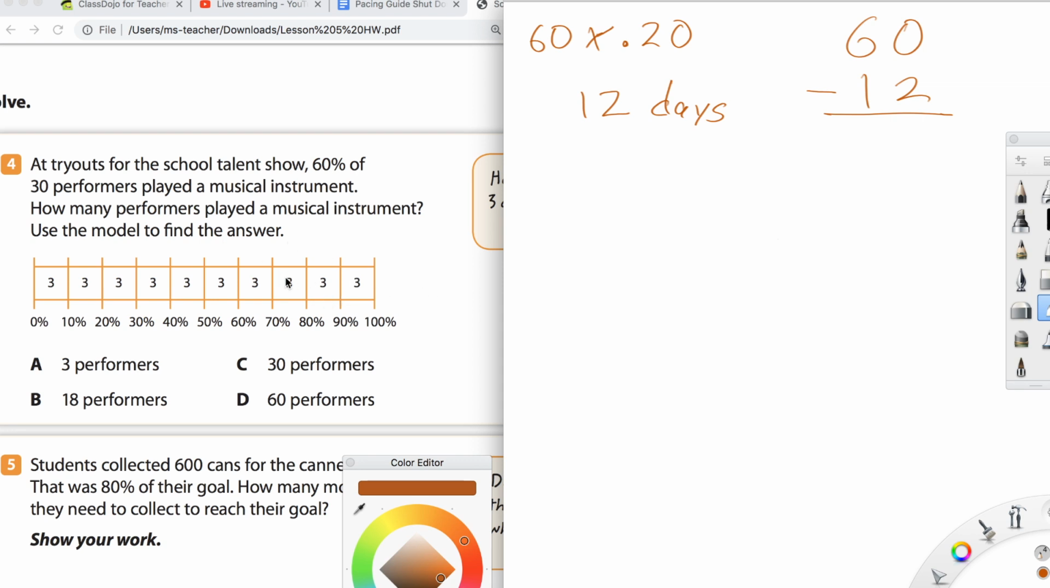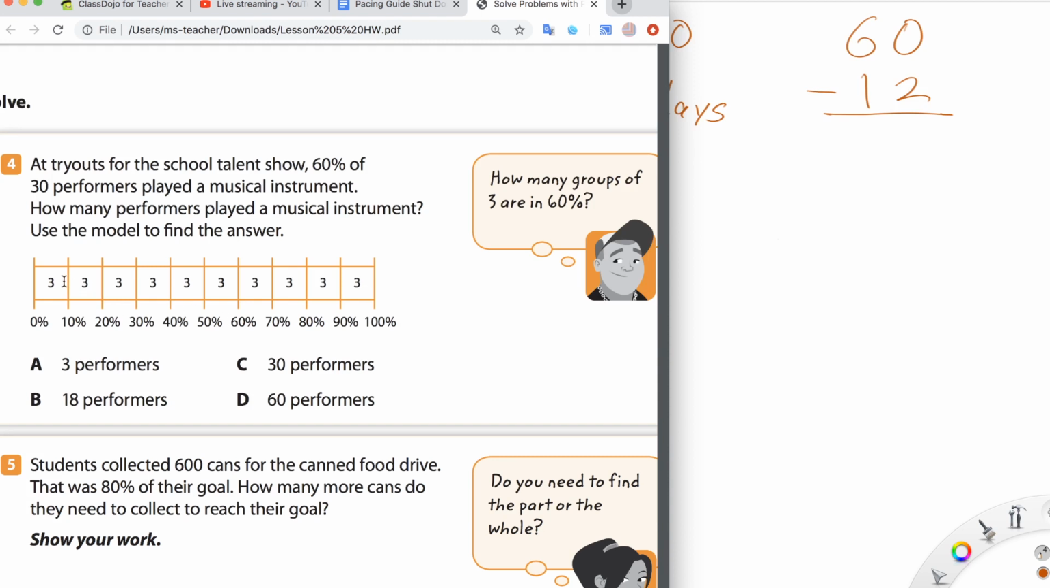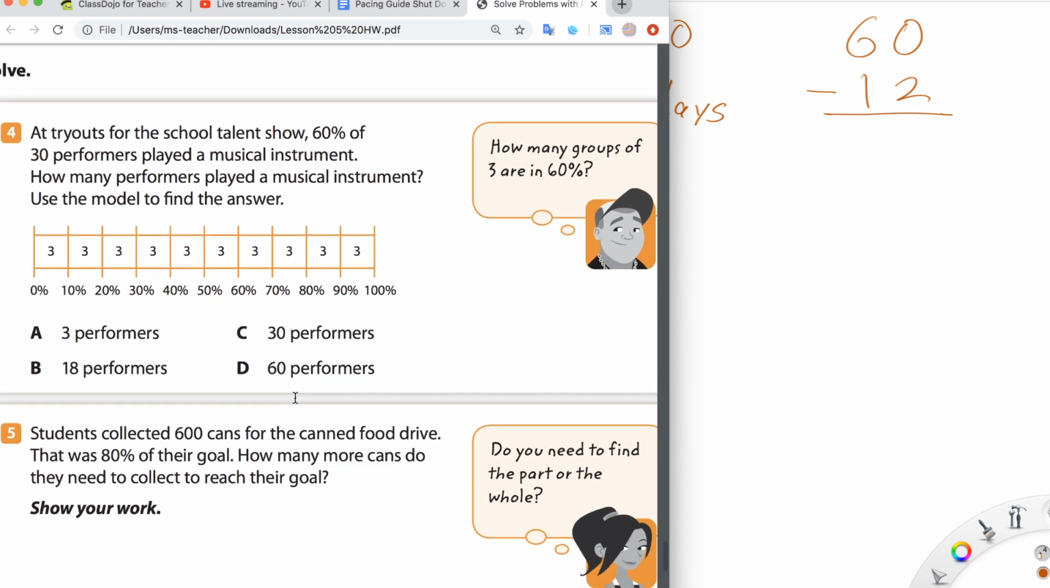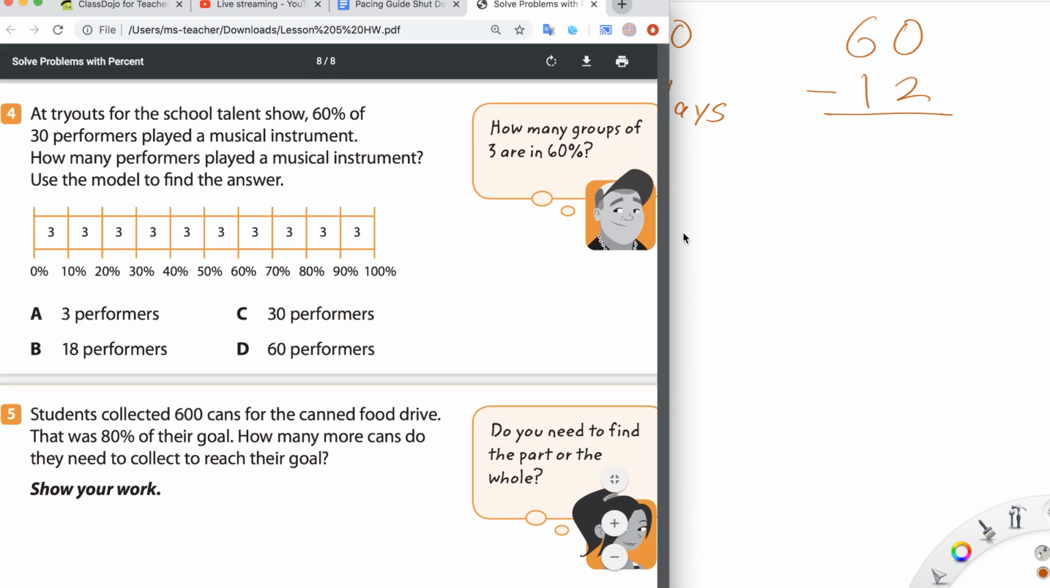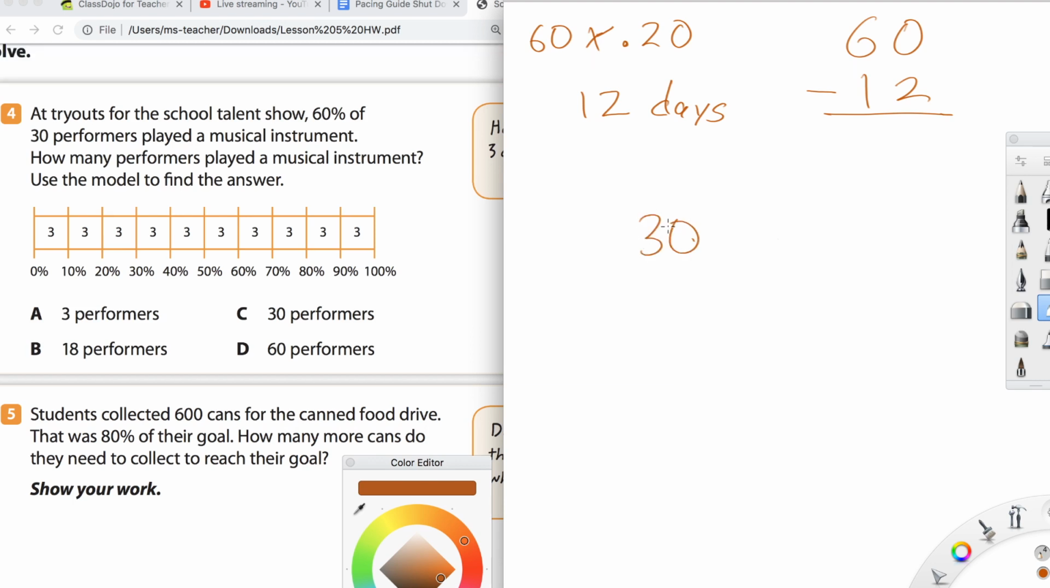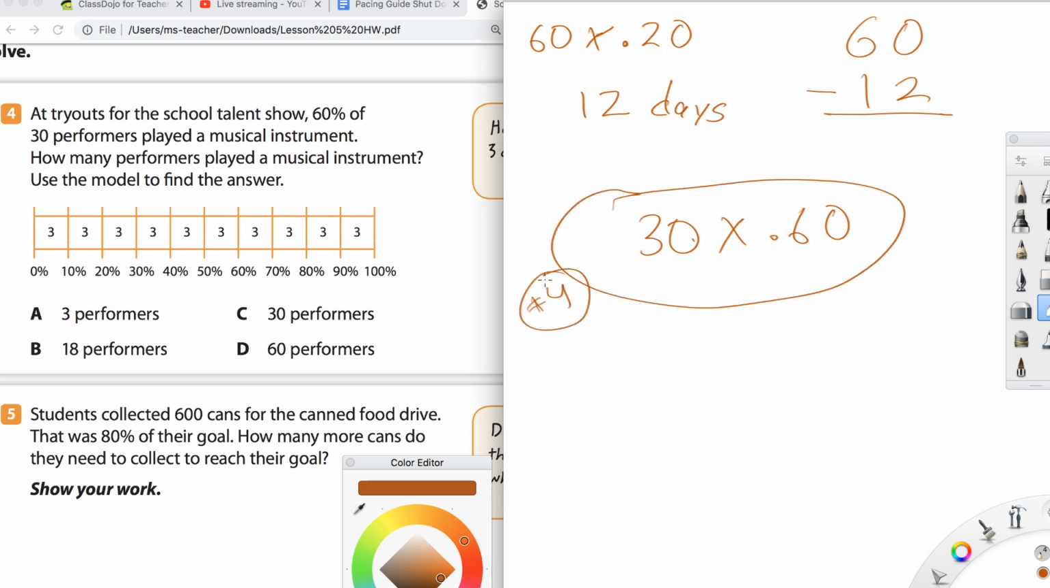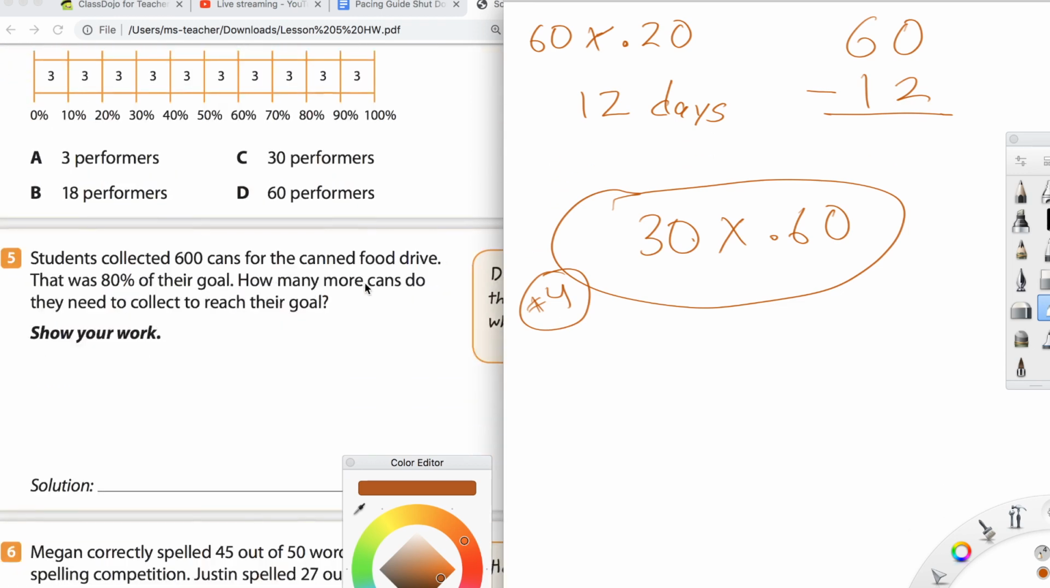Okay, I know it has a model, so like 60% would be right here. So you would have to count 3, plus 3, plus 3, plus 3, plus 3 all the way here. So make sure you add that and you click the correct performer. I'm not going to do that one, but if I did it my way, it would be the performers times the percentage. And then this would give me what the answer would be. So this also works for number 4. Now let's look at number 5.